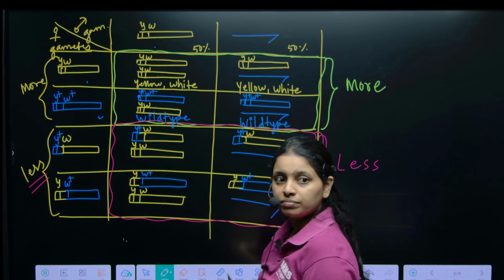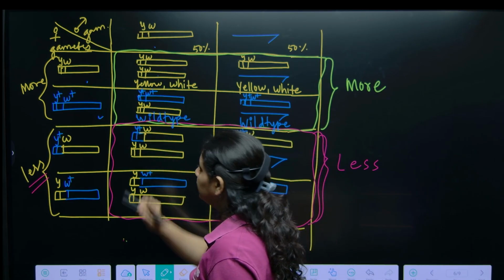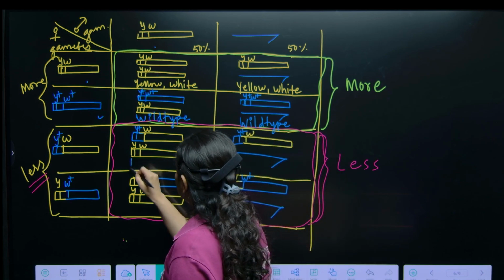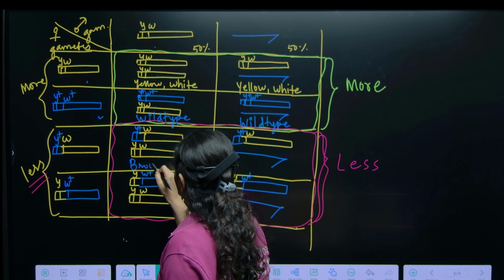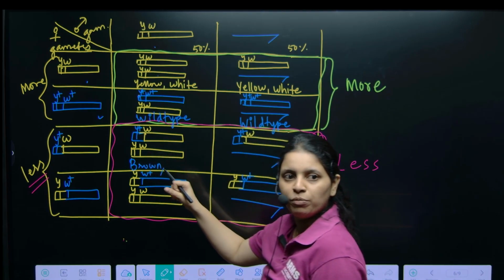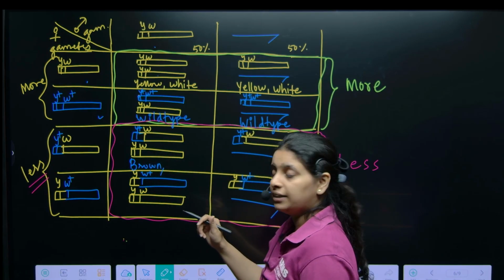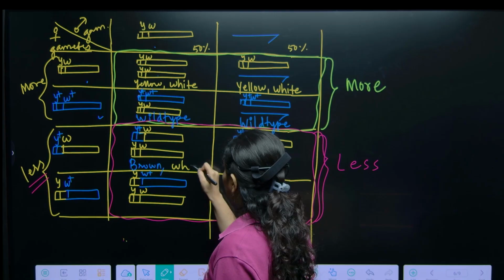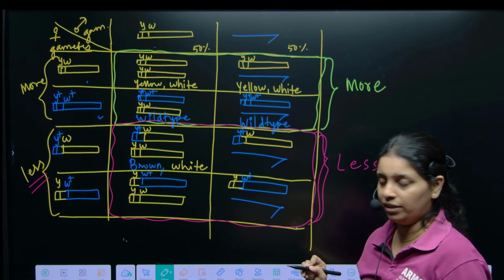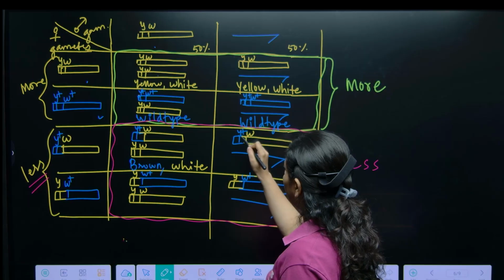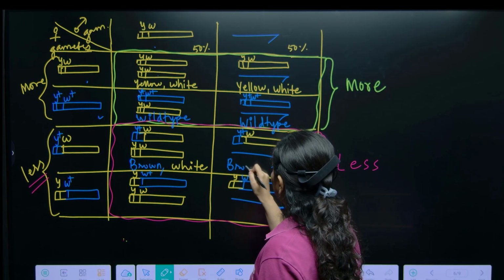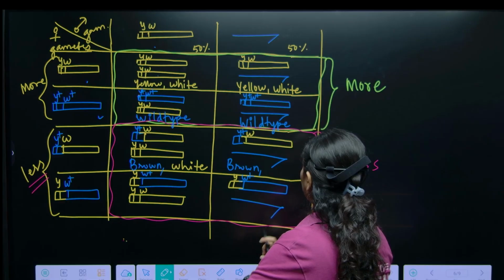What about this one? Now here, very important. Y plus is present. So the body color will be wild type. It is brown. Okay. And the eye color, WW. So eye color will be recessive one, that is white. Okay, eye color is white. Okay, what about this one? We have white plus the same thing here. Brown body and white eye.